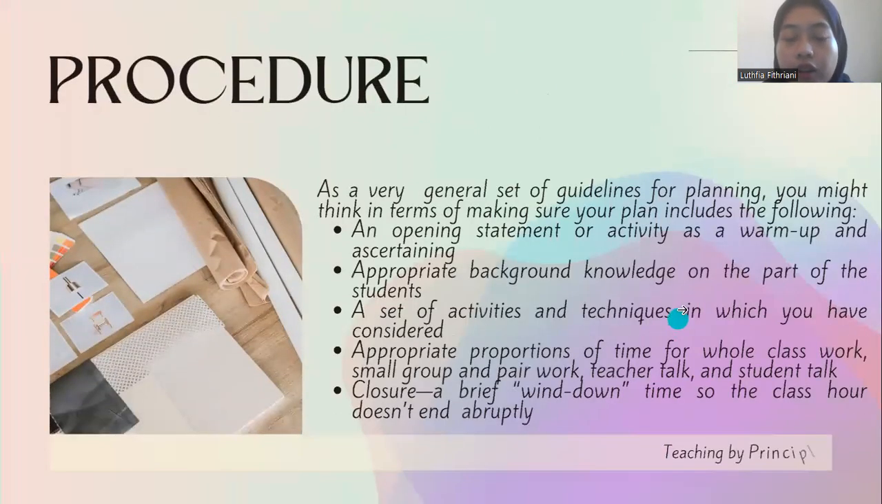Next is procedure. We should include procedure in a lesson plan. As a very general set of guidelines for planning, you might think in terms of making sure your plan includes the following. First, an opening statement or activity as a warm-up and ascertaining. The second, appropriate background knowledge on the part of the students.